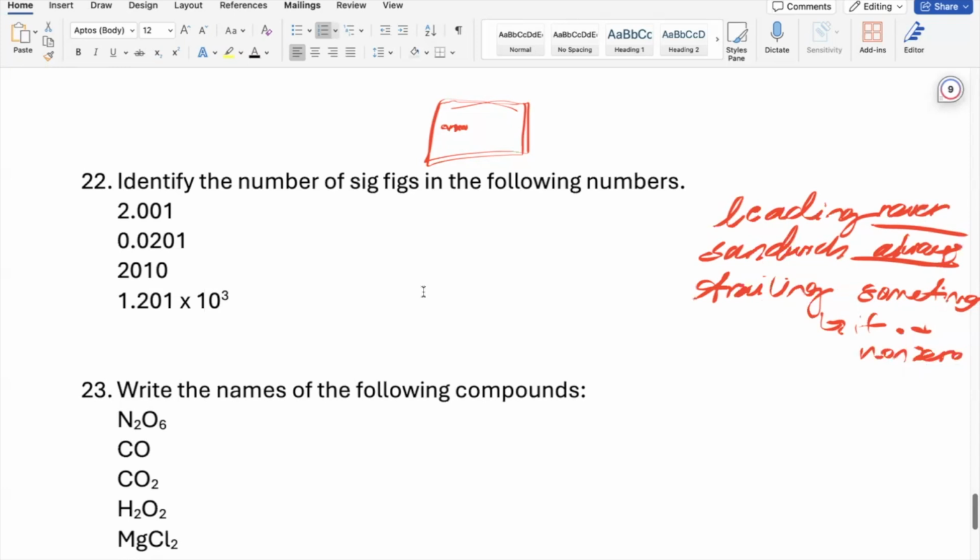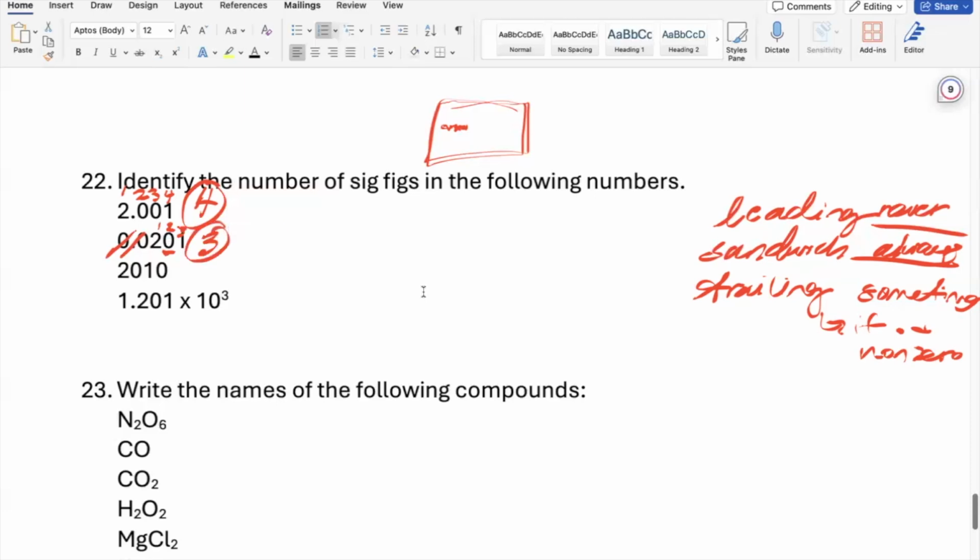So 2.001, that has sandwich zeros, which always count. So all of these digits are significant. So 1, 2, 3, 4. It has 4 sig figs. All right. Here, 0.0201, we have 2 leading zeros, which never count, leaving us with an additional sandwich zero here, which always counts. So we have 1, 2, 3. So this one has 3 sig figs.